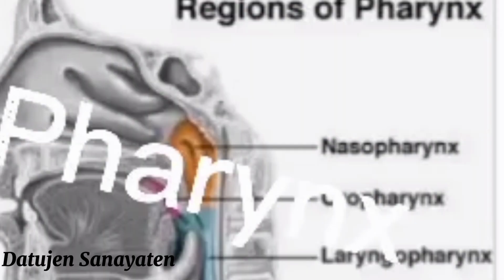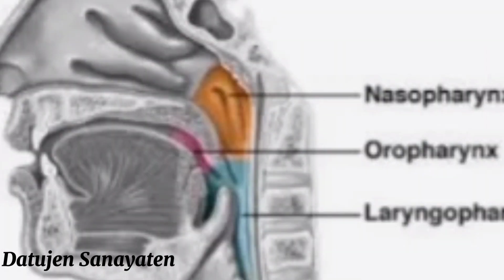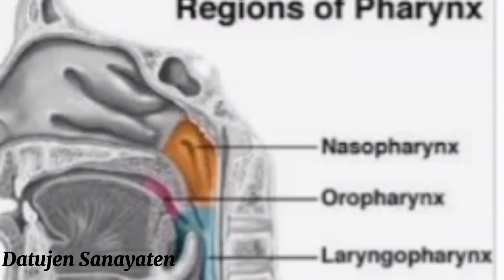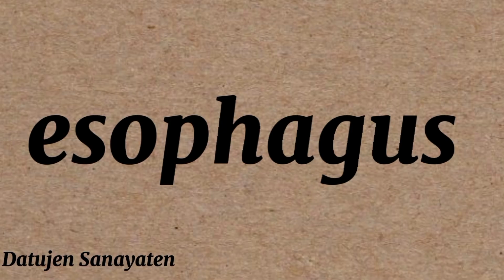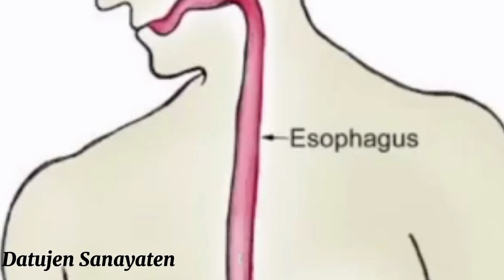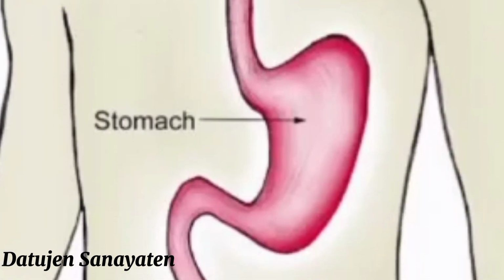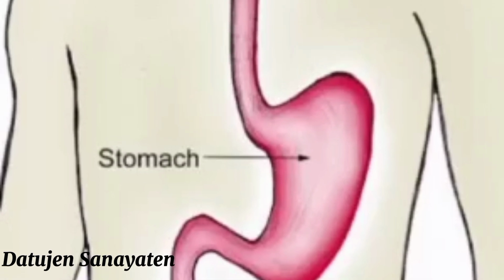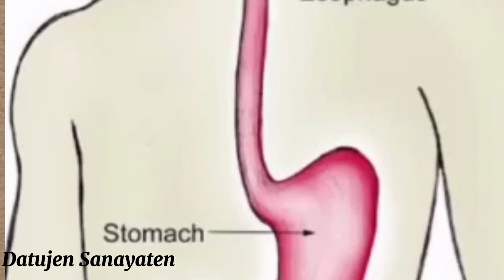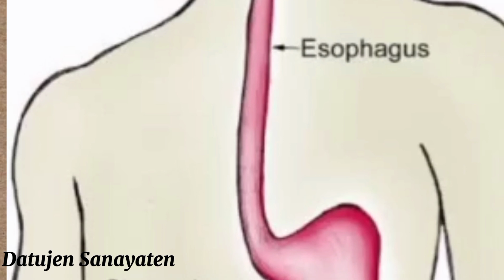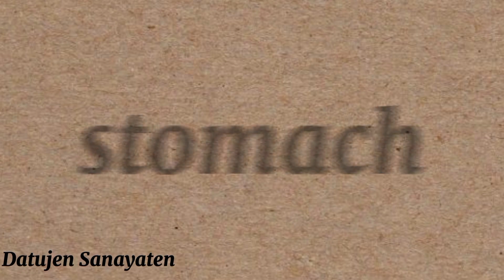Pharynx. There are three main divisions of the pharynx: the oral pharynx, the nasal pharynx, and the laryngeal pharynx. The latter two are airways, whereas the oral pharynx is shared by both the respiratory and digestive tract. Esophagus. The esophagus is a muscular tube extending from the pharynx and behind the trachea to the stomach. Food is pushed through the esophagus and into the stomach by means of a series of contractions called peristalsis.